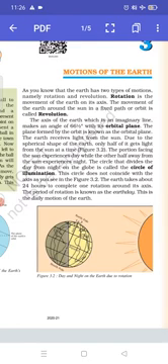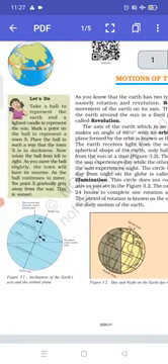The earth takes about 24 hours to complete one rotation around its axis. The period of rotation is known as the earth day. This is the daily motion of the earth. 24 hours, that is, every day it is moving. That is a daily motion, and it is known as earth day.